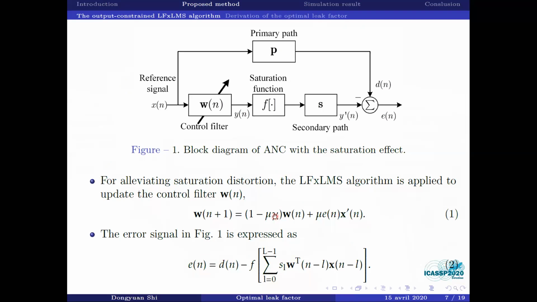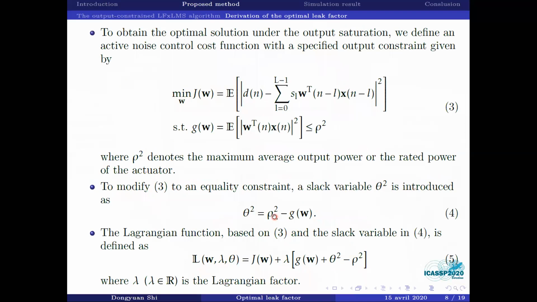To select the optimal leak factor, we first define an active noise control cost function with a specified output constraint, given by equation 3. In this equation, the top term is used to minimize the mean square error of the system, and the bottom term is used to confine the output power, where rho squared denotes the maximum average output power, or the rated power of the actuator, which can be measured by experiment or obtained from its data sheet.